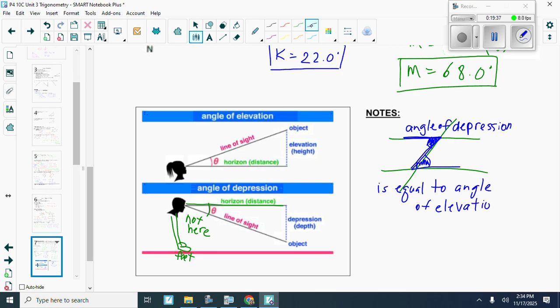Okay, I'm going to write this down first, and then I'm going to show you a couple of diagrams to explain how this works. So this angle is your angle of elevation. I'm at the ground level, and I'm looking up. So that's the angle of elevation. You just need to know that the two are equal. Sometimes we will draw our diagram, and we'll just make sure that we have our angle in the right spot.